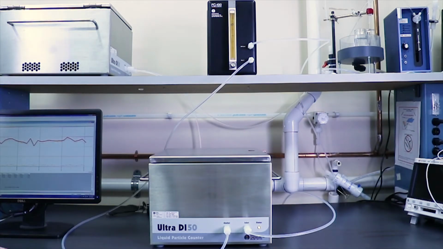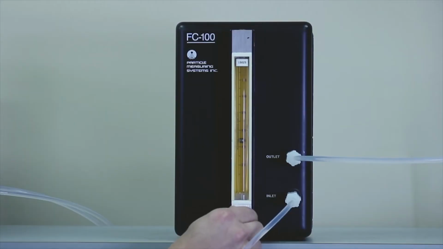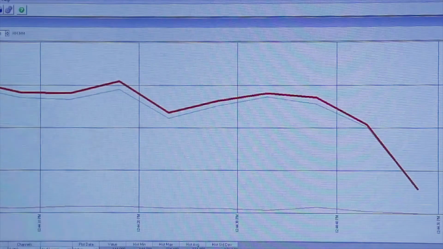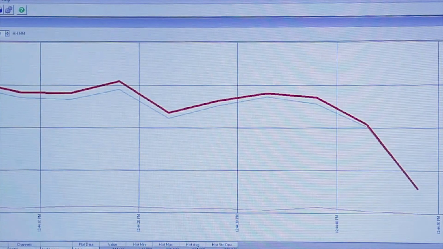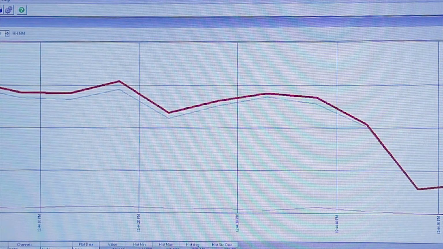With elevated counts, the first step will be to reduce the flow going to the UDI 50. The unit operates at a 1,000 milliliter or 1 LPM flow rate. Simply reduce this flow to around 250 milliliters per minute. Here you can see the flow is reduced to about 25% of the normal operational flow.